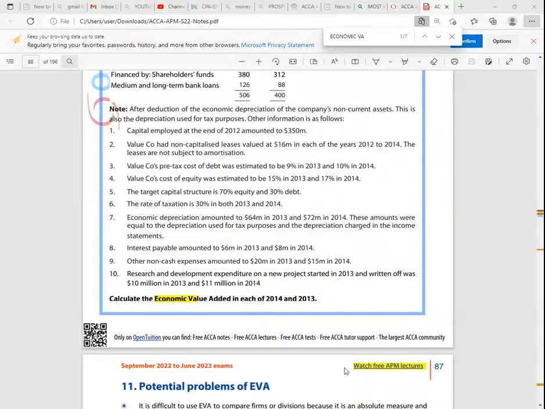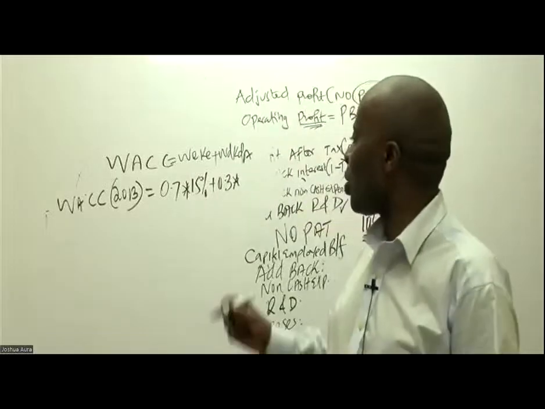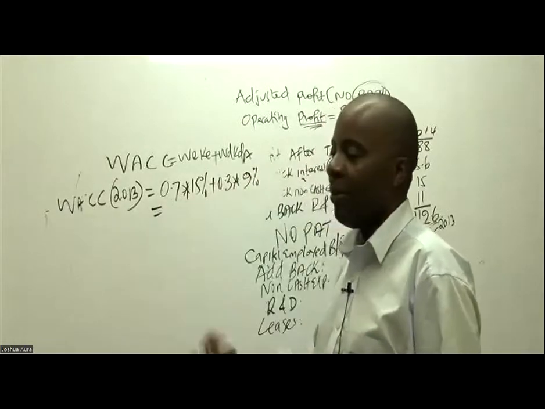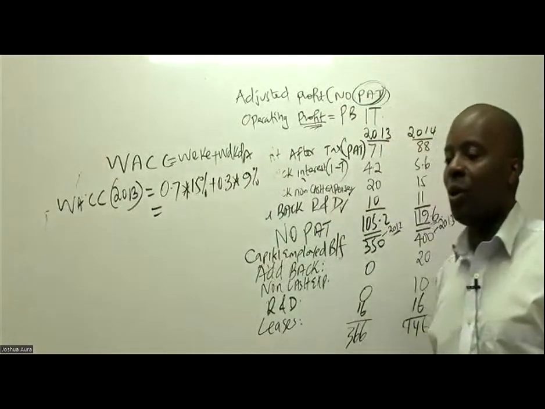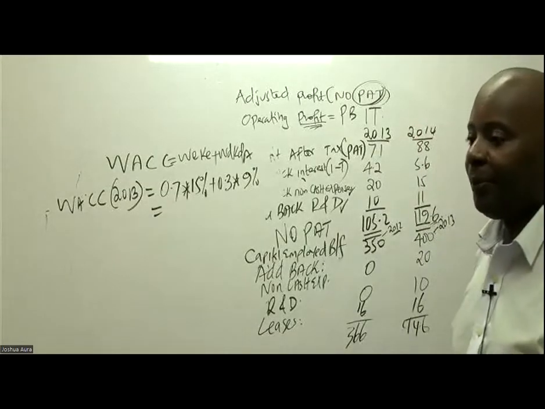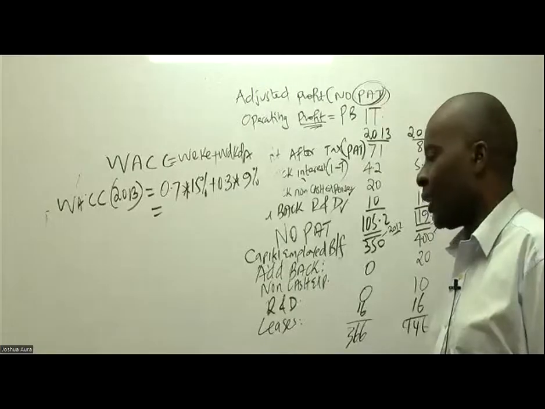9%. These are low-hanging fruits. I'll be able to get this. So times 9%. So could you kindly give me this WACC, please, for 2013?